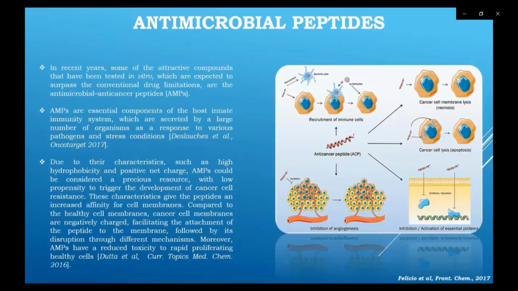In addition to their direct antimicrobial activity, AMPs have immunomodulatory properties such as chemotactic activity to immunocells and lipopolysaccharide neutralizing ability. The characteristics these peptides have give them an increased affinity for cell membranes. Compared to healthy cell membranes, cancer cell membranes are negatively charged, facilitating the attachment of the peptide to the membrane, followed by its disruption through different mechanisms. Moreover, AMPs have a reduced toxicity to rapidly proliferating healthy cells.